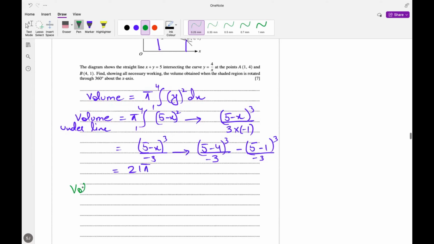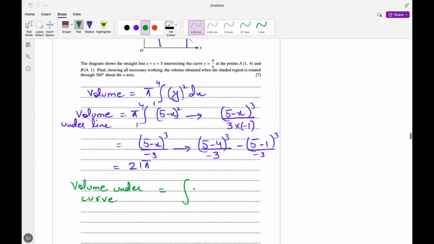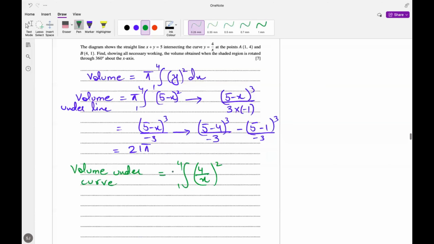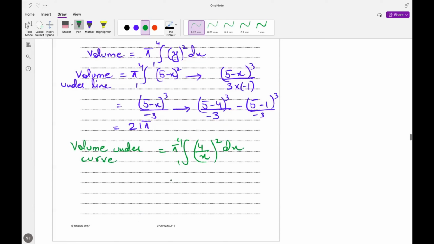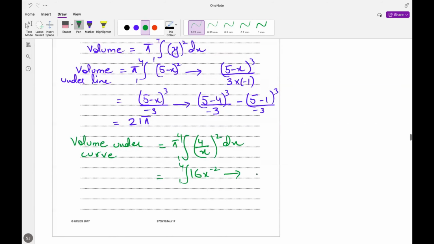Now to find the volume under the curve, first of all, we will square the equation of the curve. So the equation of the curve is y equals 4 upon x. So we'll write (4 upon x) whole squared and then apply the limits 4 and 1 and then add pi to the final answer. So this will become 16 upon x squared, which can be written as 16 x to the power minus 2. Integrating this, it will become 16 x to the power minus 1 divided by minus 1. We can write it as negative 16 upon x. Applying the limits 4 and 1, we will get negative 16 upon 4 minus negative 16 upon 1. So this will become minus 4 plus 16. So this will be 12, and we'll add pi to the final answer.